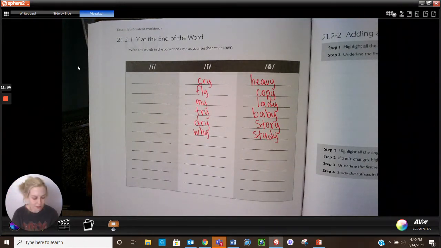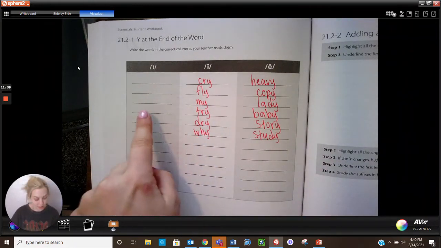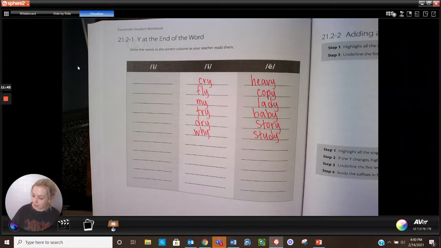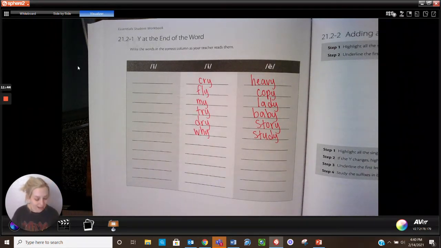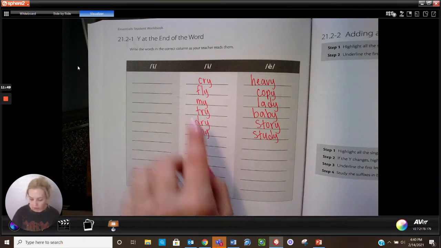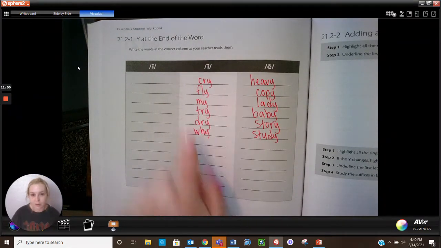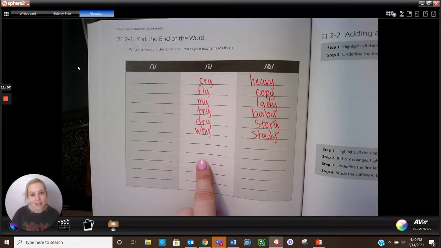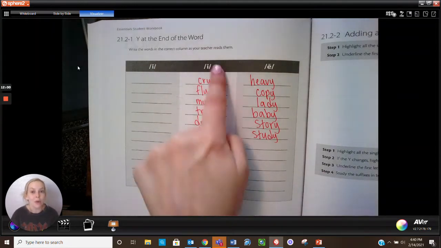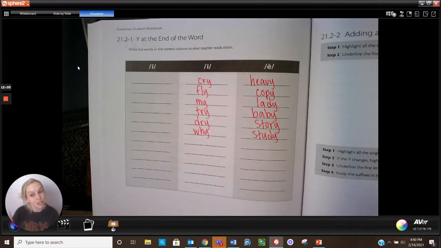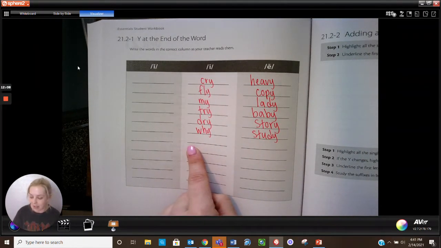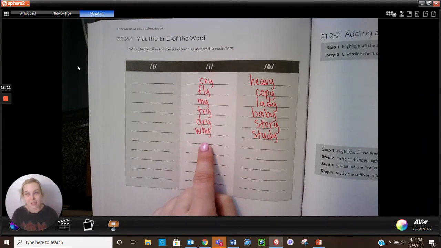Good. What do you notice about these words? You're right, we don't have any words where Y says I at the end of the word. What is similar about all of the words where Y says long I? What do you notice? They're all, how many syllables do all these words have? Just one syllable, good. So Y says I at the end of a one syllable word.